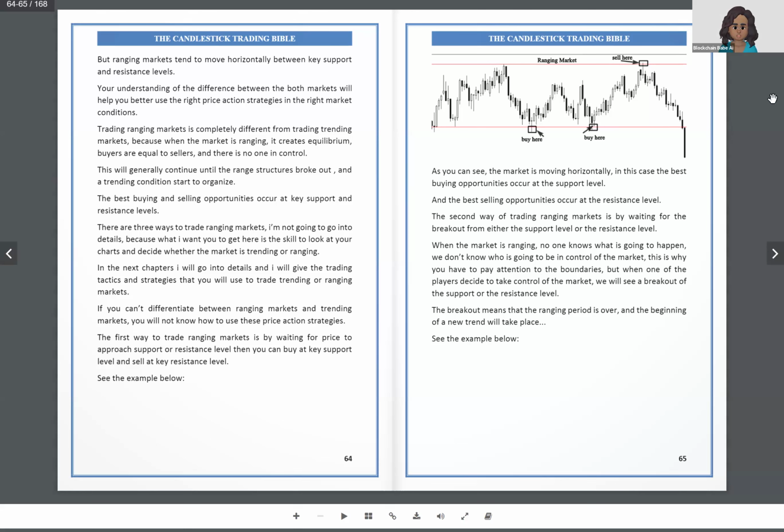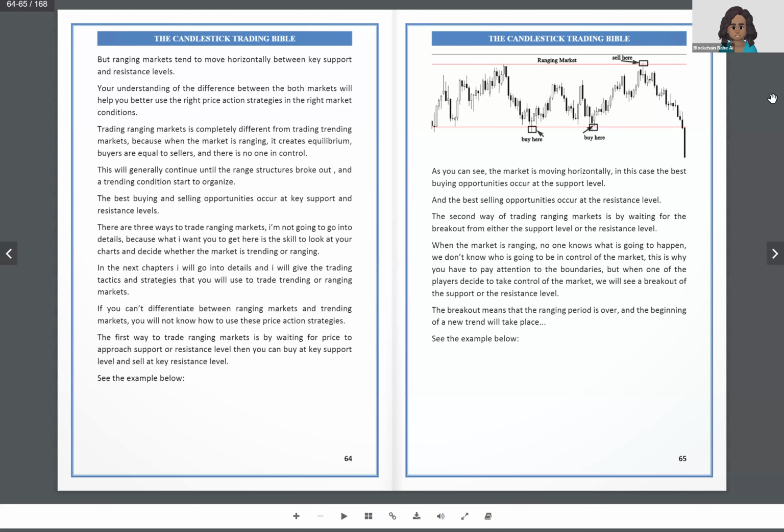The best buying and selling opportunities occur at key support and resistance levels. Let me stop right here for a second. When we look at the resistance level, which is the top, and I call it the ceiling, usually when it gets to that and it respects it, I tend to go ahead and buy a put if we're talking about the stock market, because I expect it to go down. Or in crypto, we short it. We go for a short, going down.